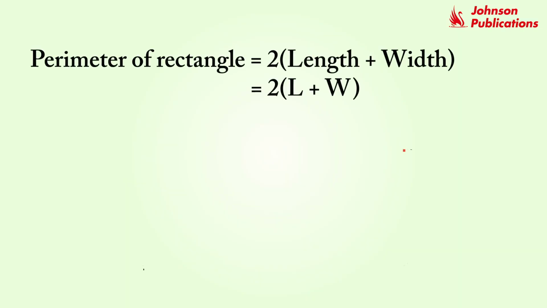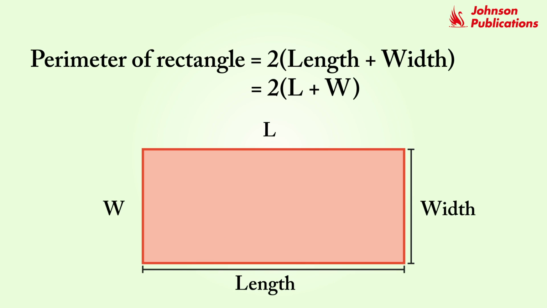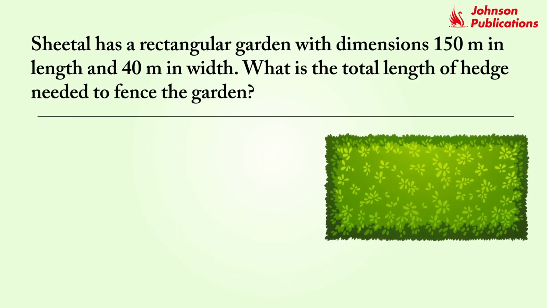Perimeter of a rectangle is equal to twice the length plus width. Let us solve a problem. Sheetal has a rectangular garden with dimensions 150 meters in length and 40 meters in breadth. What is the total length of hedge needed to fence the garden?